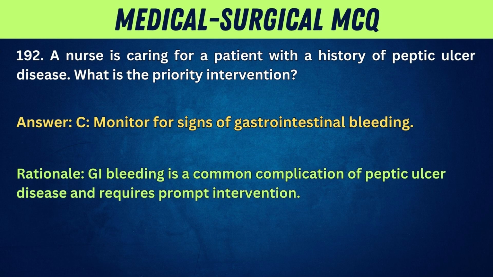Answer: C. Monitor for signs of gastrointestinal bleeding. Rationale: GI bleeding is a common complication of peptic ulcer disease and requires prompt intervention.